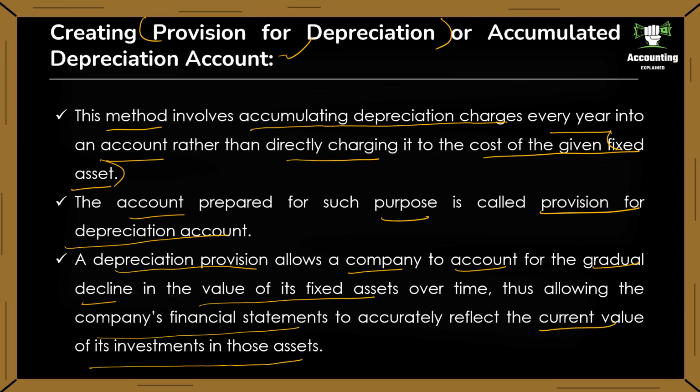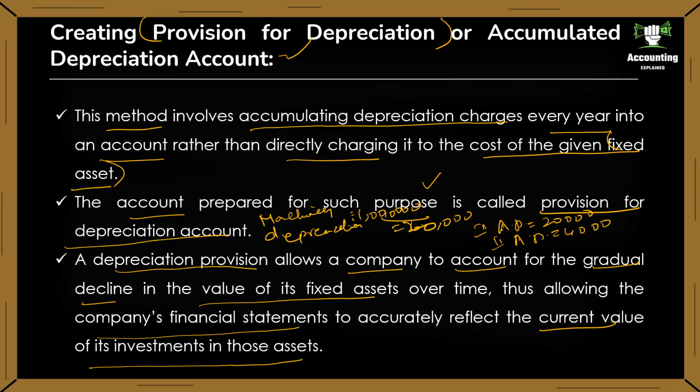In the previous example, machinery was taken at a value of 1 lakh, right? And per annum depreciation was 20,000. So first year machinery value will be 1 lakh, accumulated depreciation will be 20,000. This is first year. Second year machinery value will be 1 lakh, accumulated depreciation will be 40,000.